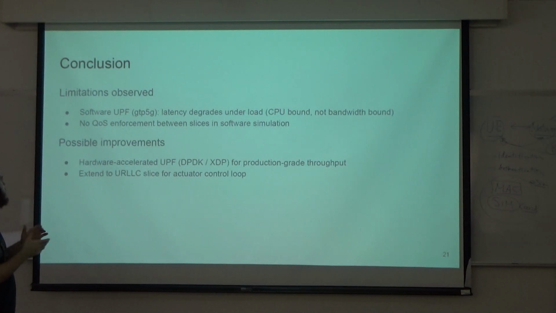And it was working. But as you can see, there is big latency. The latency degrades under load, and there was no QoS adjustment between slice and surface simulation. For possible improvements, if we do it in real life, maybe we can buy more powerful hardware to make it faster.